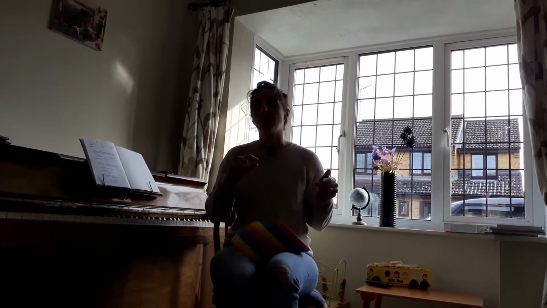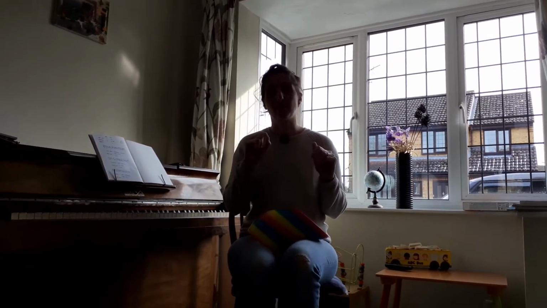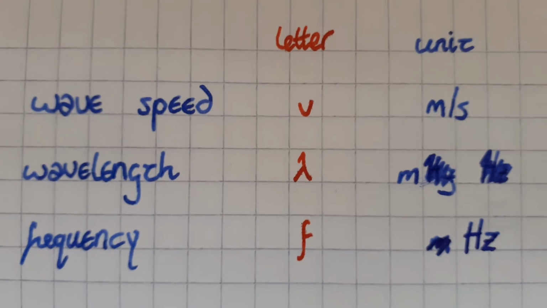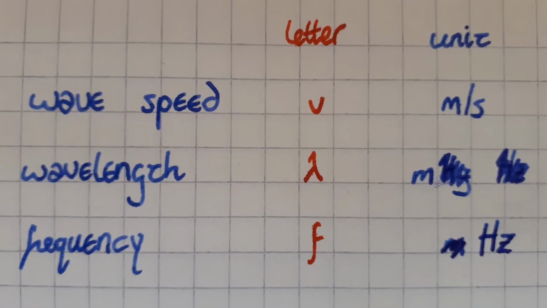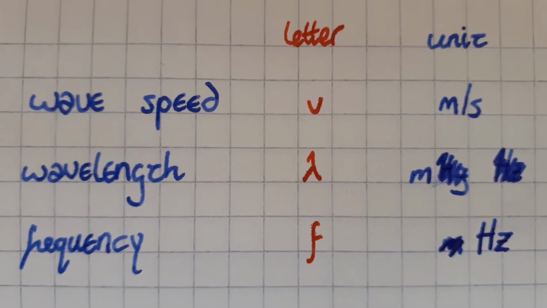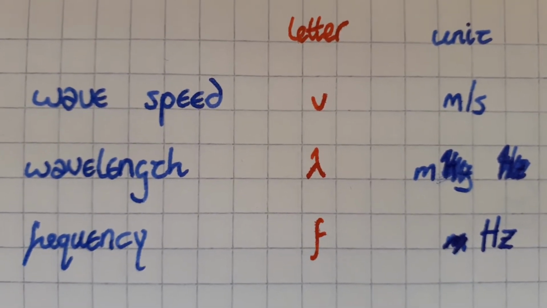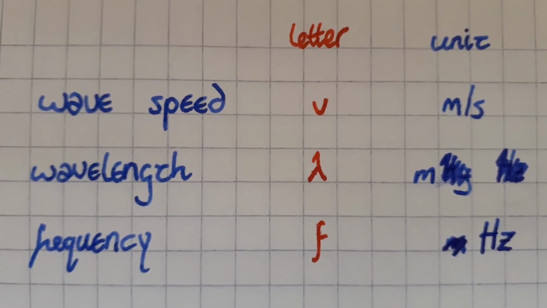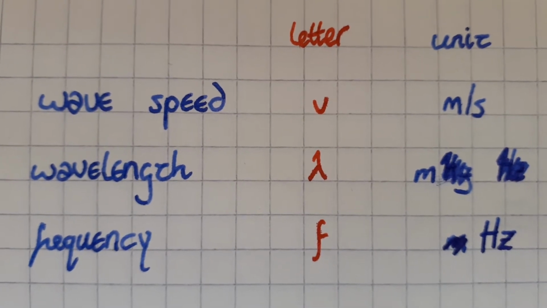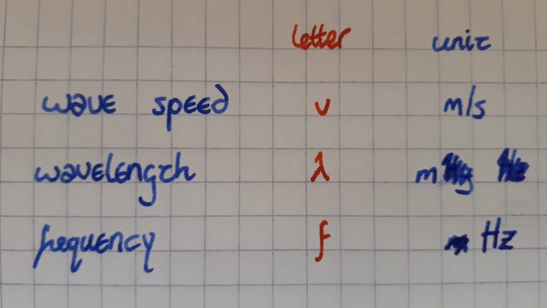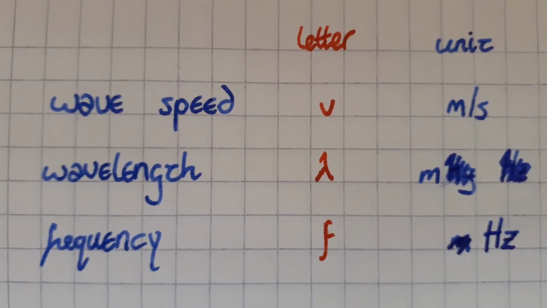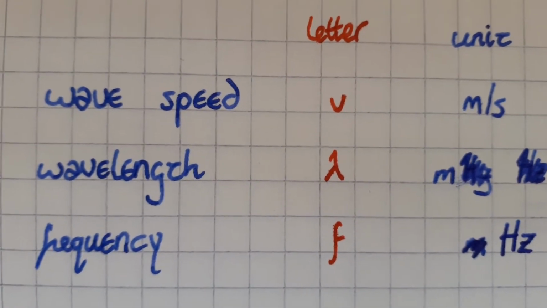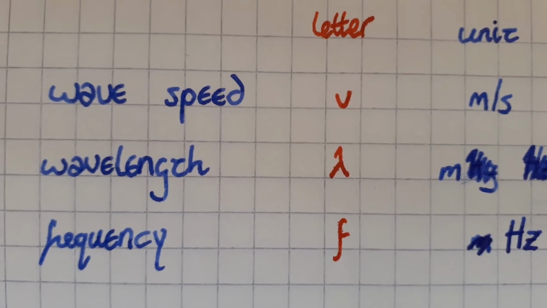Now we're going to take a quick look at the sums in the book. I would really recommend you copying this down. This is what we've just gone over. Wave speed, or V, is in meters per second. Wavelength, or lambda, the thing that looks like the upside down Y, is in meters. And frequency, or F, is in hertz, which is capital H, small z.